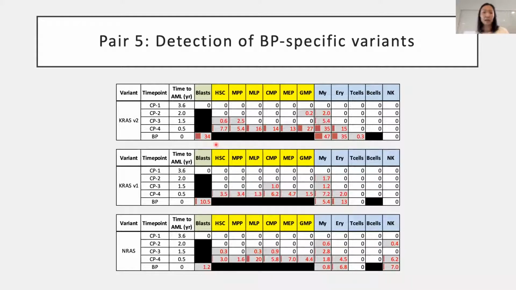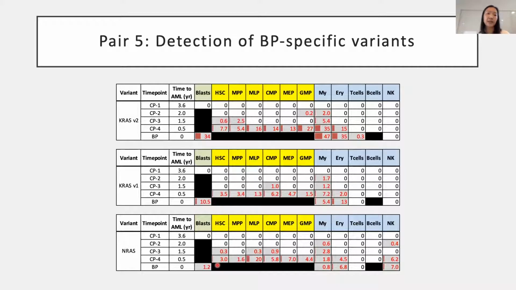So similarly, a KRAS variant, another KRAS variant and the NRAS variant were not detectable at 3.6 years. However, interestingly, both of these variants were acquired actually at 2 years, as evidenced here in the myeloid population and in the NK population. And what's interesting in the NRAS variant, we also detect this in the HSC population at very low frequencies and in downstream progenitor and mature cells. And similarly, the variant 1 for KRAS.